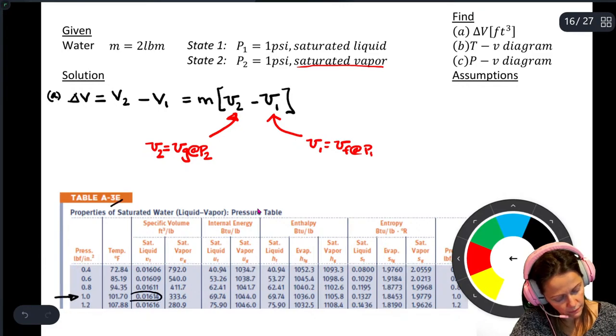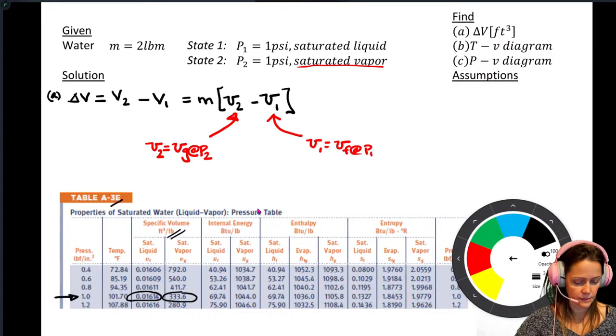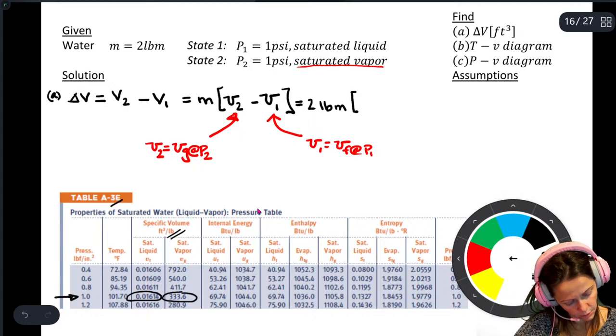there's my V sub F. There's my V sub G. Both of those are in feet cubed per pound mass. The V sub F hadn't been multiplied by 1,000 or anything like that. So let me put this down. So 2 pound mass times, let's see, it'll be my V sub G.